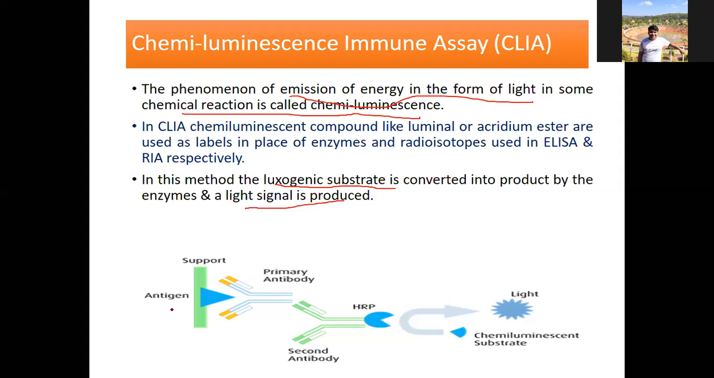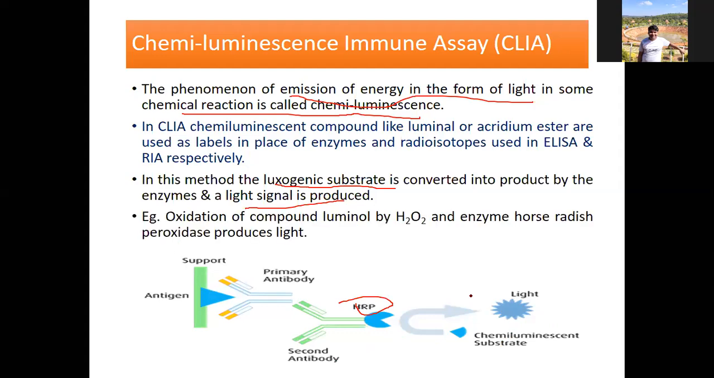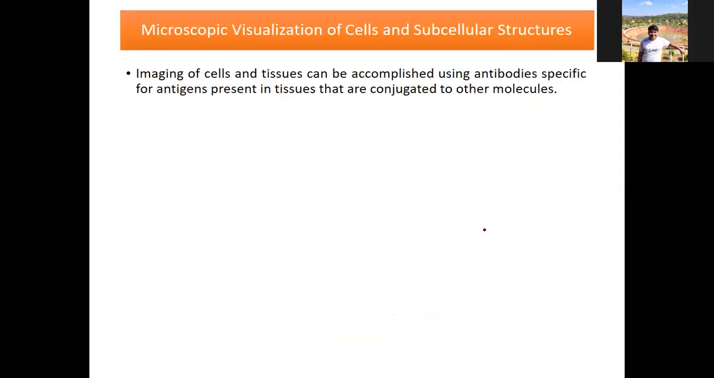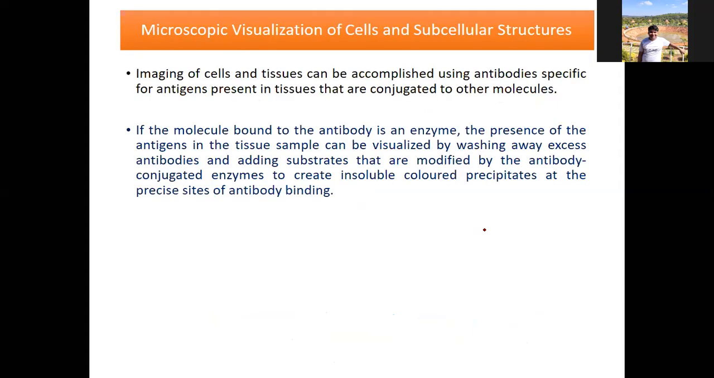So here we could see that this is HRP, that is horseradish peroxidase, an enzyme, and this enzyme in turn converts the chemiluminescence substrate into the light source, and this could be used. Okay, so here it is the compound luminol, along with H2O2, and then this horseradish peroxidase converts it and produces the light.